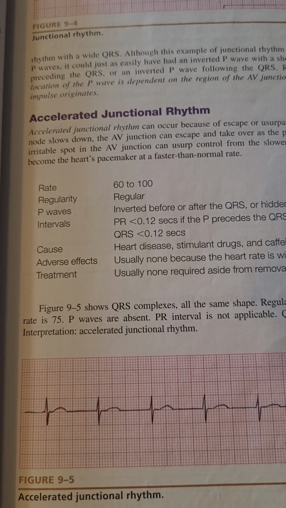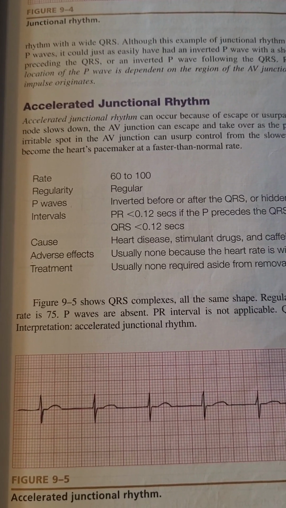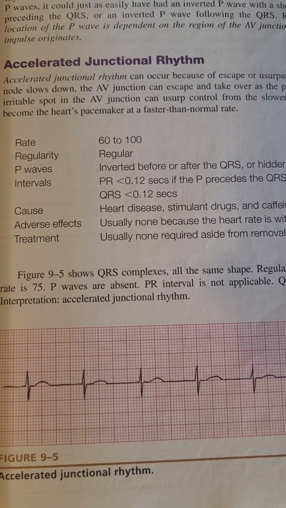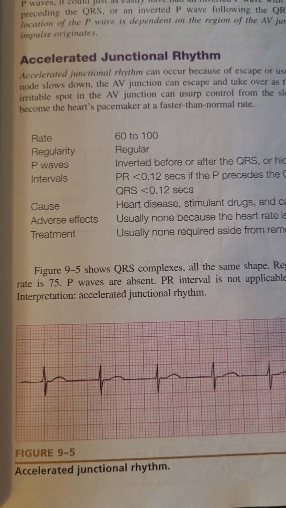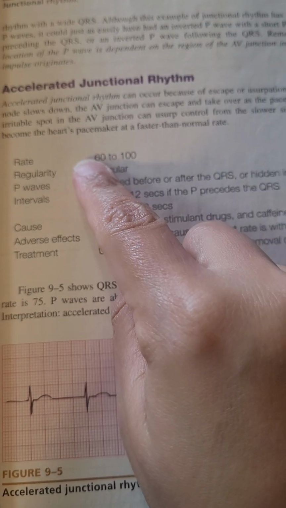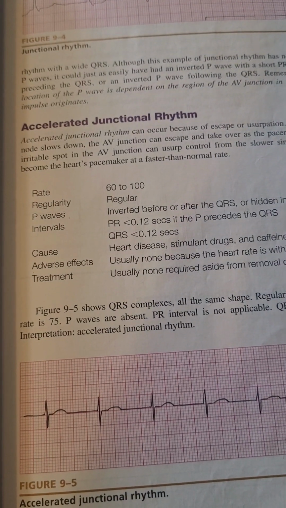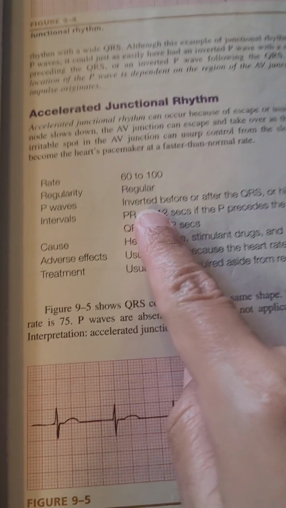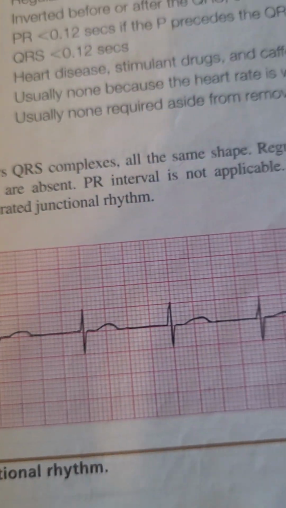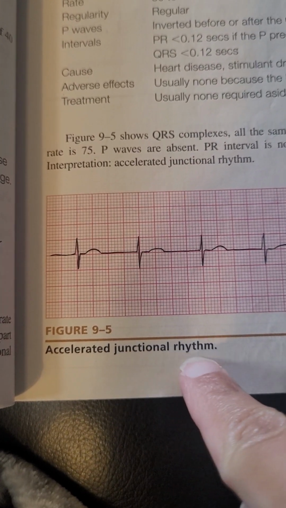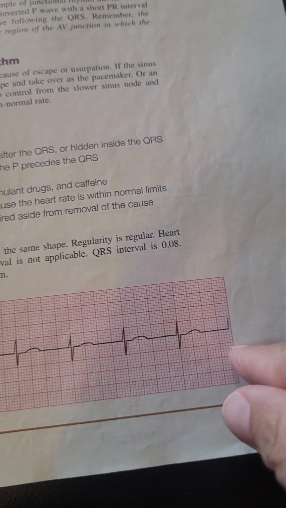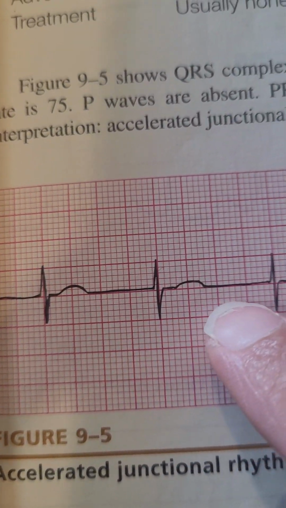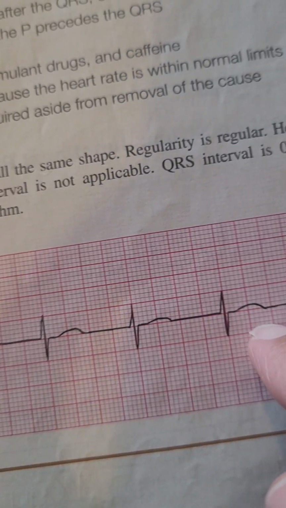The accelerated junctional rhythm is almost like a normal sinus rhythm. A normal sinus rhythm is between 60 to 100 beats per minute, and it's regular. These two are almost the same thing as a sinus, except for the P wave. See? Accelerated junctional rhythm is almost like a sinus, regular with narrow QRSs, except, like we said, no P waves. We don't see any P waves.